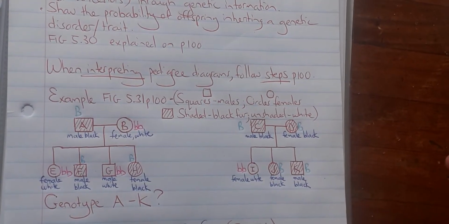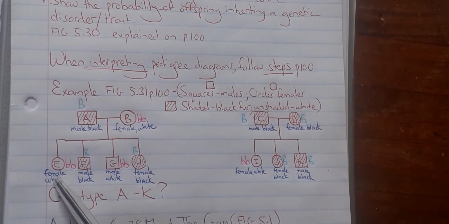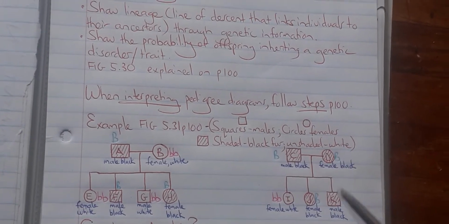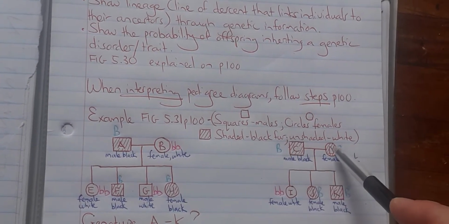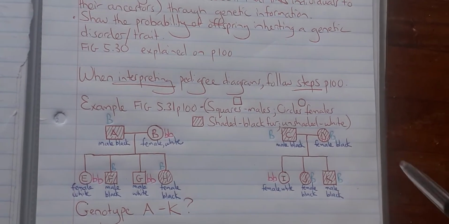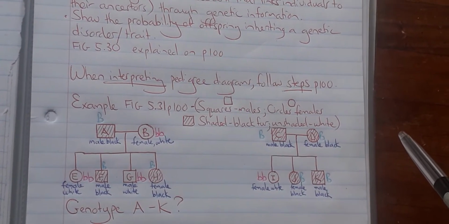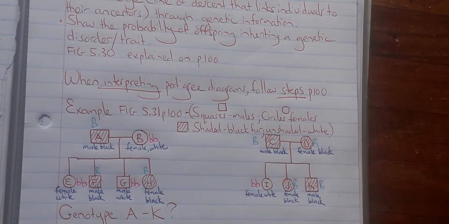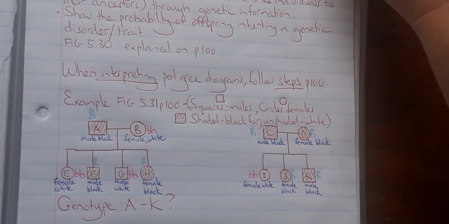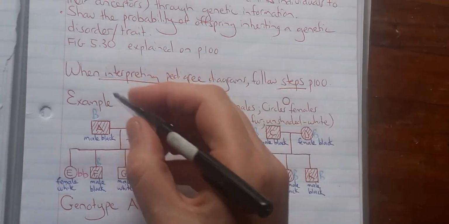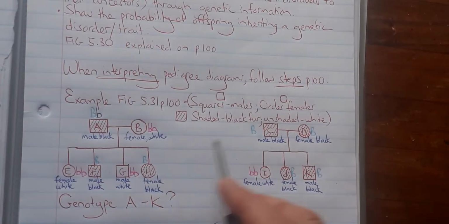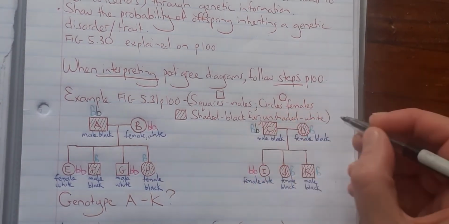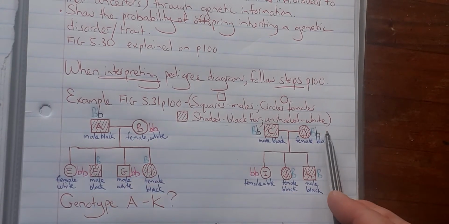Both families have offspring with the recessive allele. So parents A, B, C, and D must therefore have at least one recessive allele in their genotype. The genotype of A, C, and D is therefore Bb. Okay, this one already has the 2 recessive alleles for white. So that has to be their genotype.